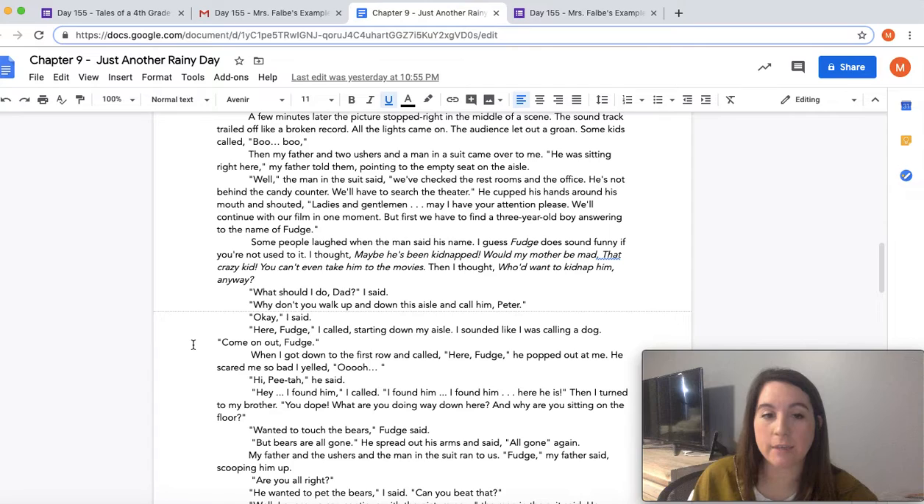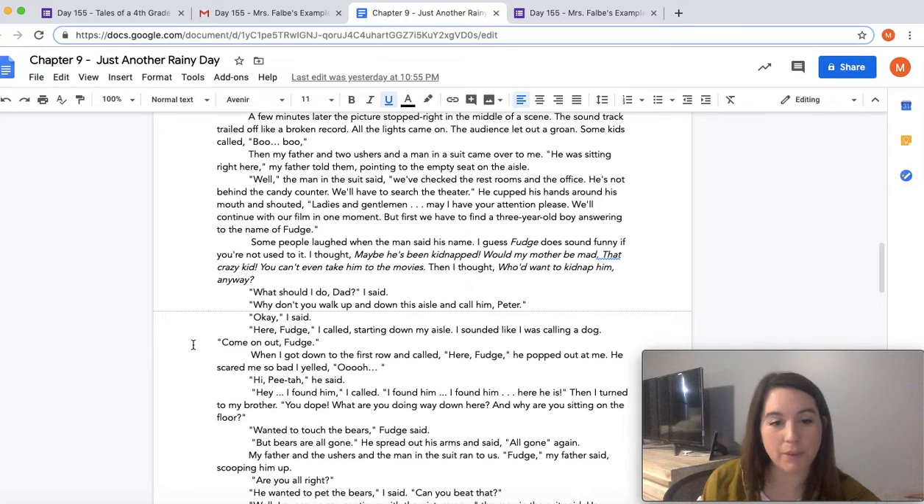"Okay," I said. "Here, Fudge," I called, starting down the aisle. I sounded like I was calling a dog. "Come on out, Fudge." When I got down to the first row and called, "Here, Fudge," he popped out at me. He scared me so bad I yelled, "Ooh!" "Hi, Peter," he said. "Hey, I found him," I called. "I found him. Here he is."